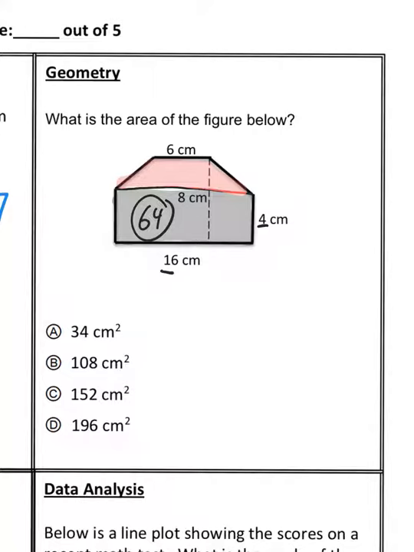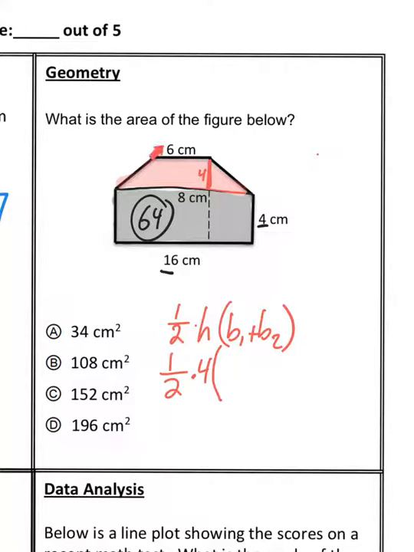Now for the trapezoid. The formula for area of a trapezoid is half times the height times base 1 plus base 2. So let's start with finding the height. The height is going to be this distance right here. Now here's what I know. This whole distance is 8. But I don't need the part in the gray, which is 4. So if this is 4, that means the red is 4. So the height of my trapezoid is 4.